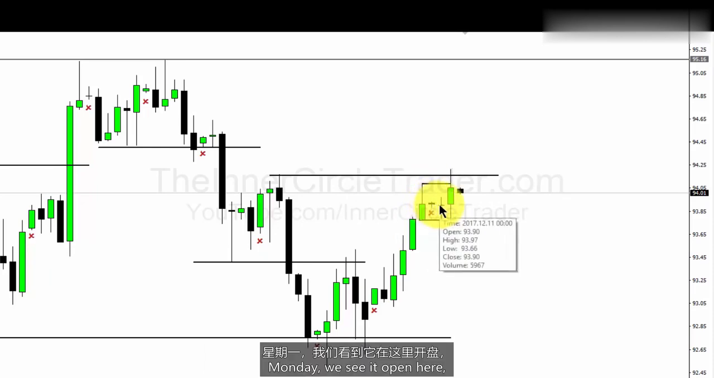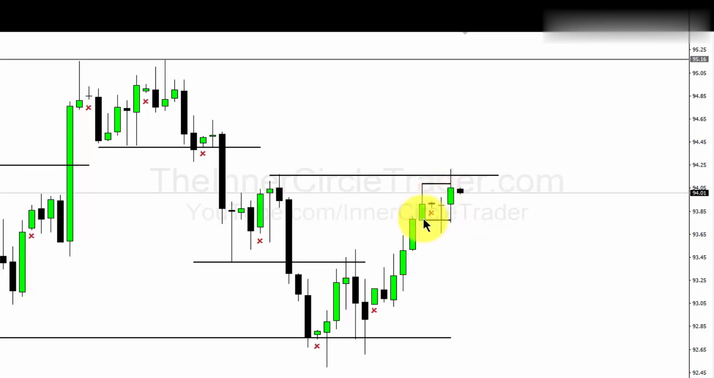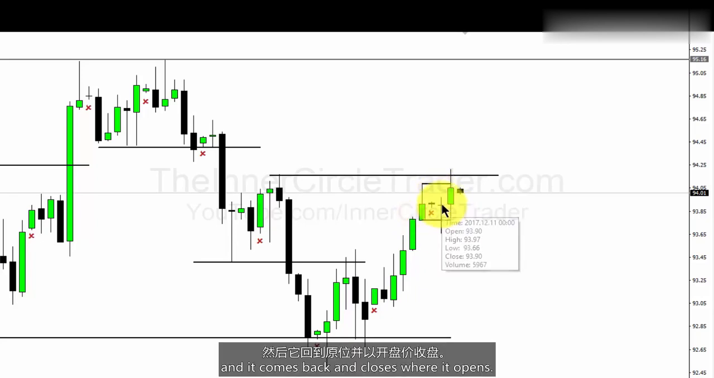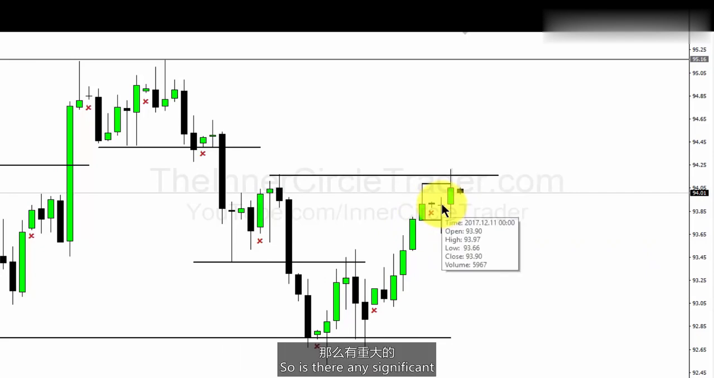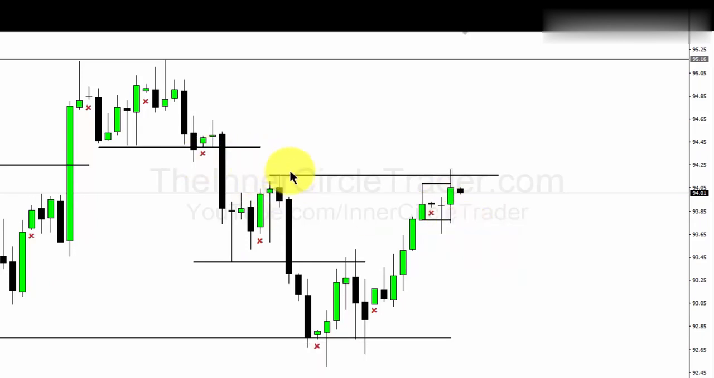Monday, we see it open here. A little bit of movement above it, but it does, in fact, pierce Friday's low. And it comes back and closes where it opens. So is there any significant change in the underlying direction? No. Did we trade to this high yet? No. So we take that same premise.